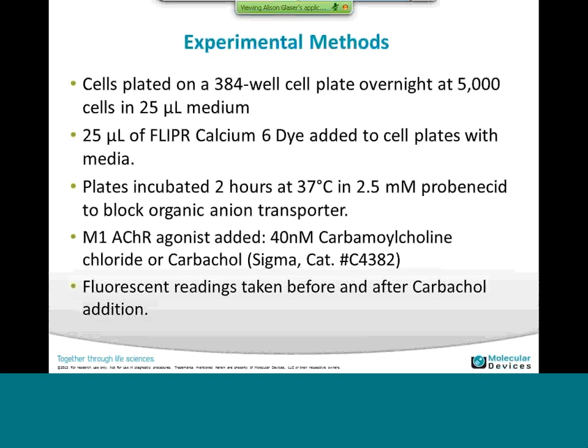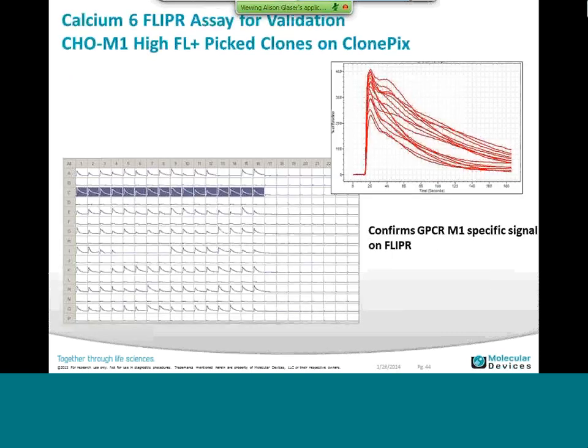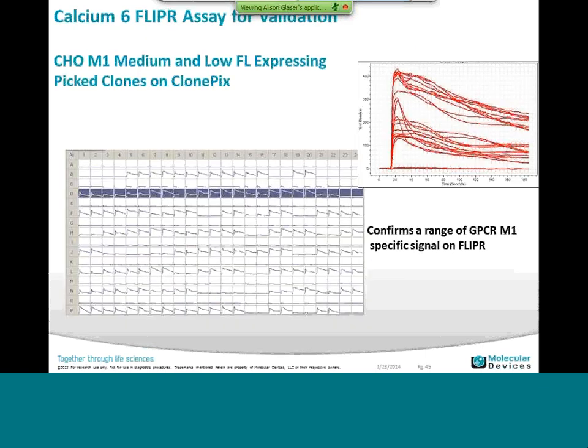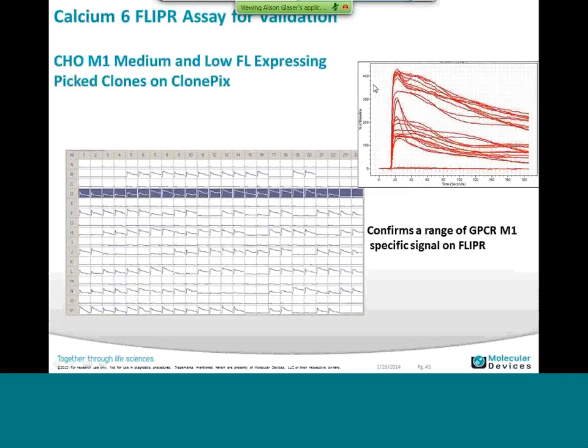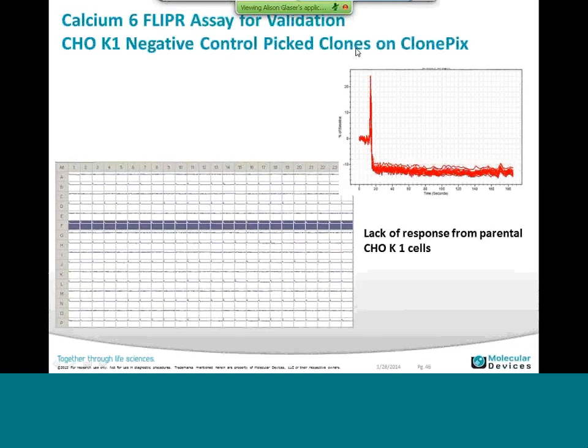In our high-expressing clones, carbachol produced a 4-fold increase in fluorescence from our background. In our medium and our low-expressing clones, carbachol produced a 4-fold and a 2-fold increase in fluorescence. And finally, in our parental CHOK1 cells, there was a lack of response. In fact, note that the initial signal was only 20% above background compared to a 400% baseline in our actual expressing cells.